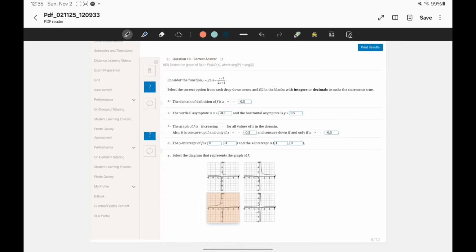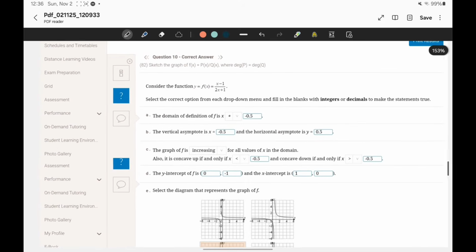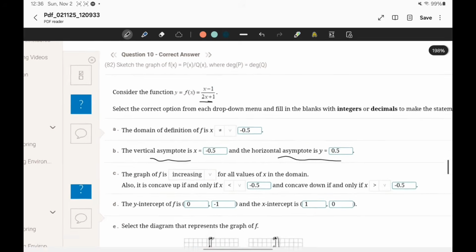Number 10, this is the same thing. I'm not going to solve it because it's going to take time, but I'll leave it to you guys because you need to practice these questions so you can get used to them. It's the exact same thing. Here they want the domain, but it's a fraction. Here they want the vertical asymptote and horizontal asymptote. We already know how to do those.